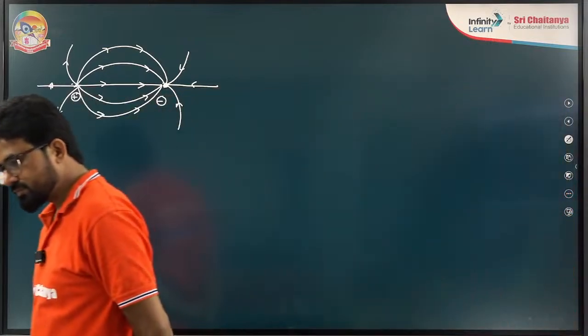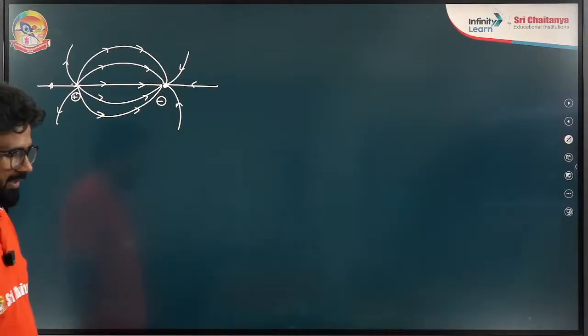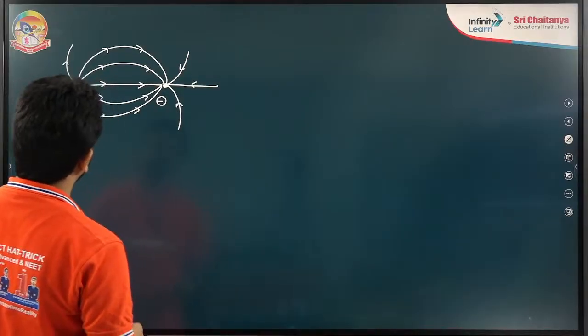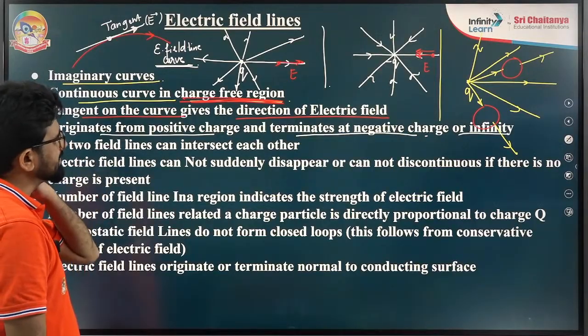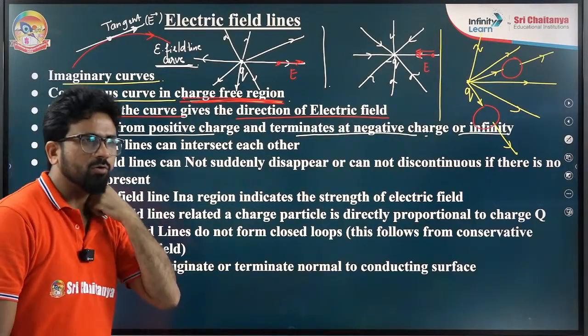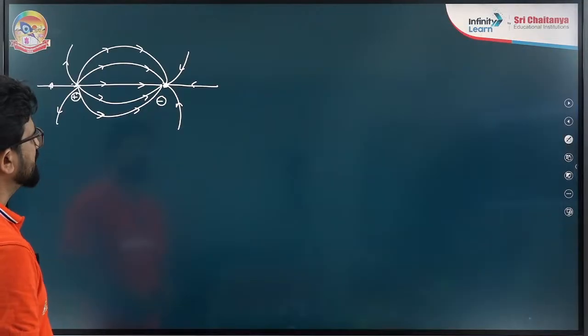Now we have to understand some more properties. What are the properties? Come to the next point. No two field lines can intersect each other. No two field lines can intersect each other. What is the meaning of this?